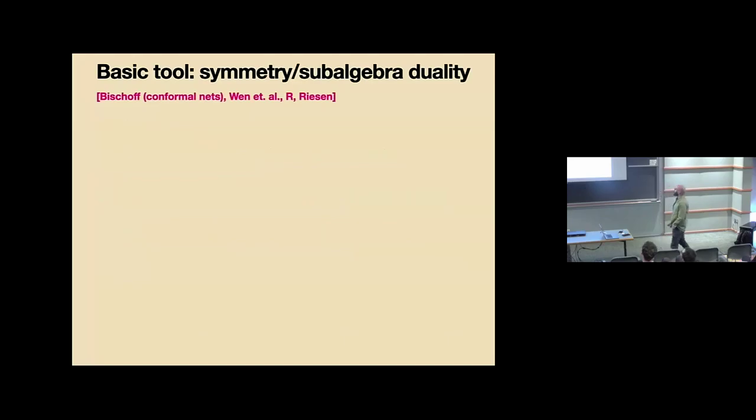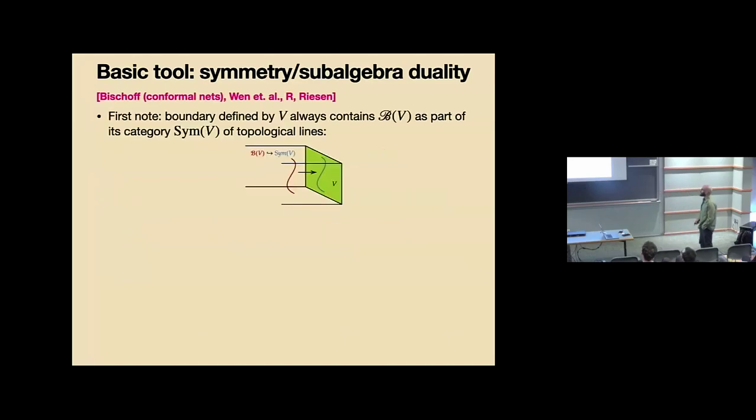So the basic tool that I'm going to use is this notion of symmetry subalgebra duality, which has appeared in various guises in the literature. This is maybe not the best name, but it's what I've been calling it. So to state what symmetry subalgebra duality is, let me first just note that the category of topological line operators supported on a gapless chiral boundary always sort of contains the bulk category as a subcategory, simply because you can push the lines in the bulk onto the boundary.